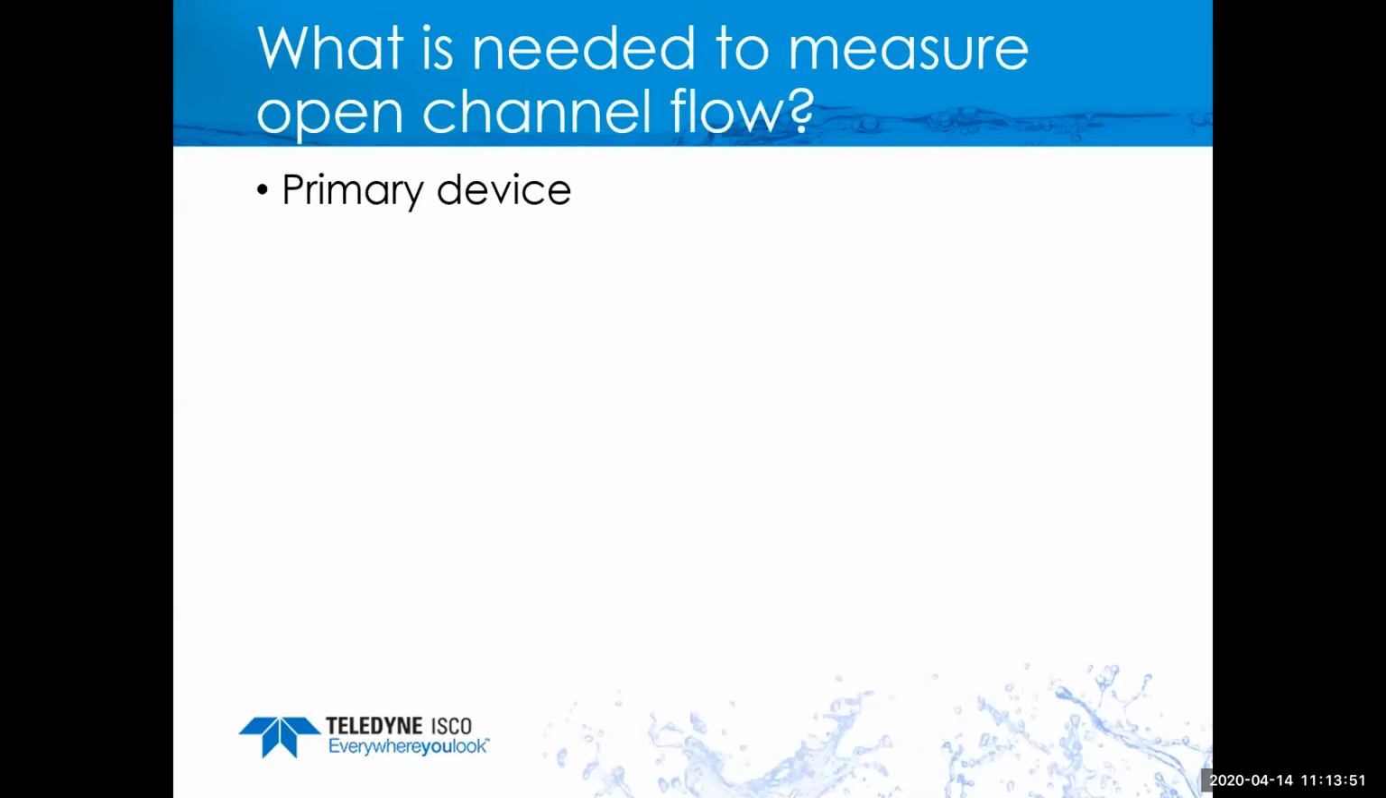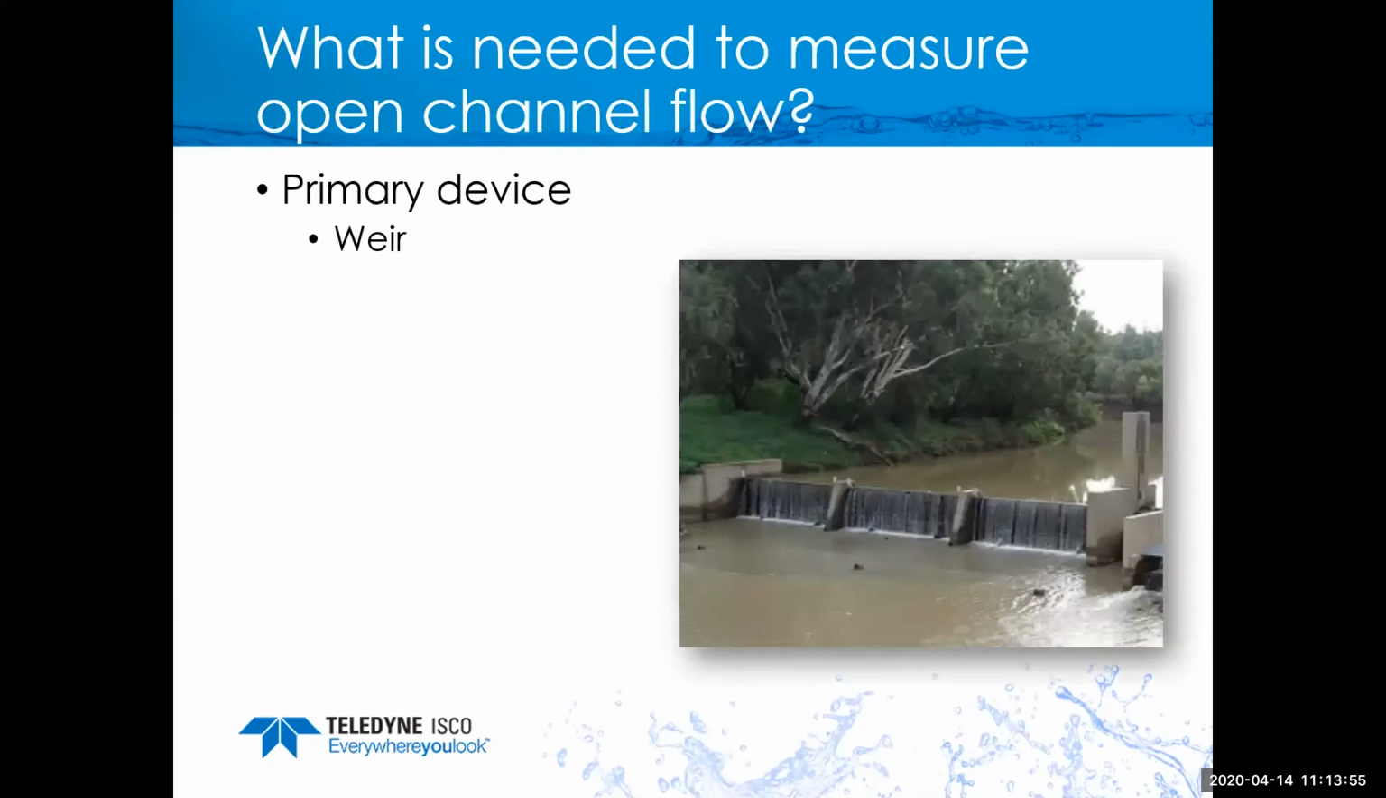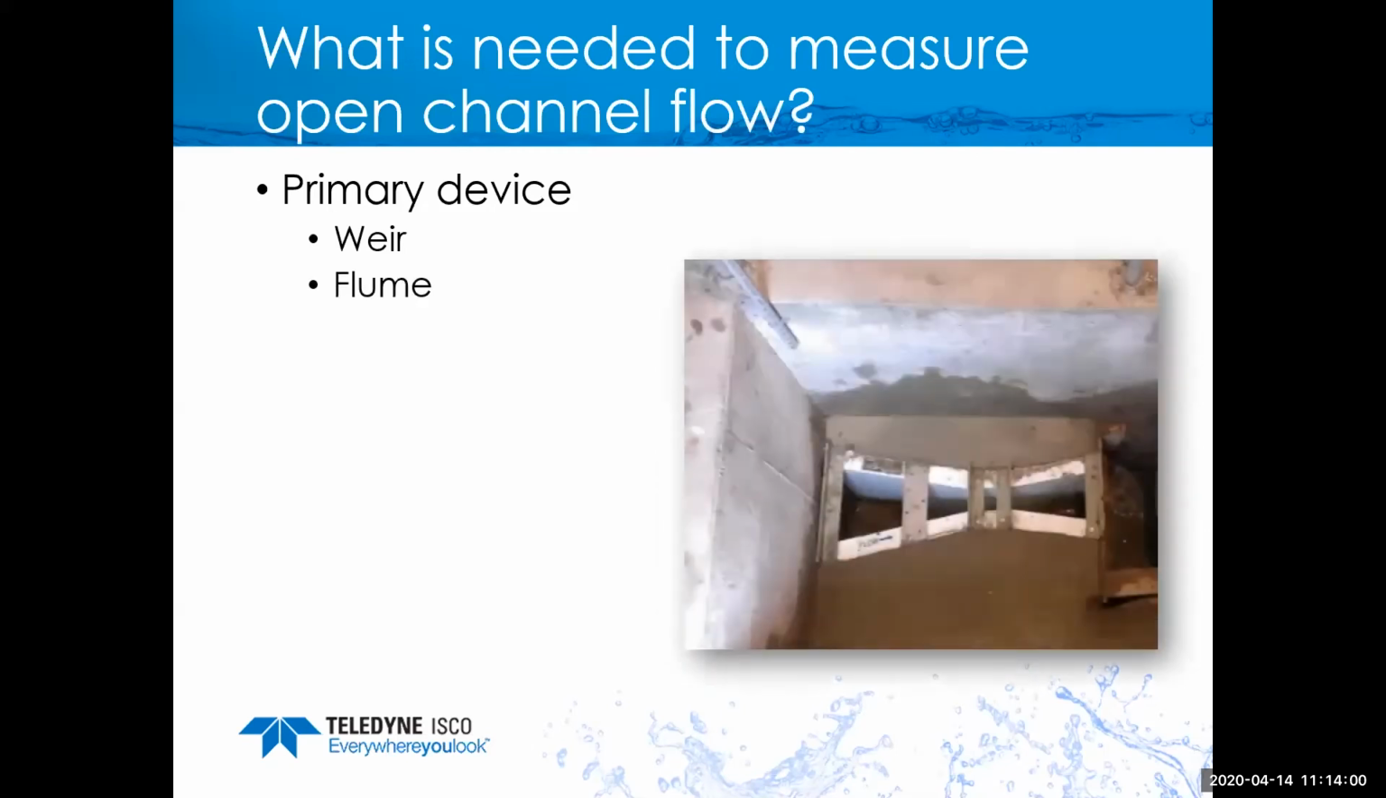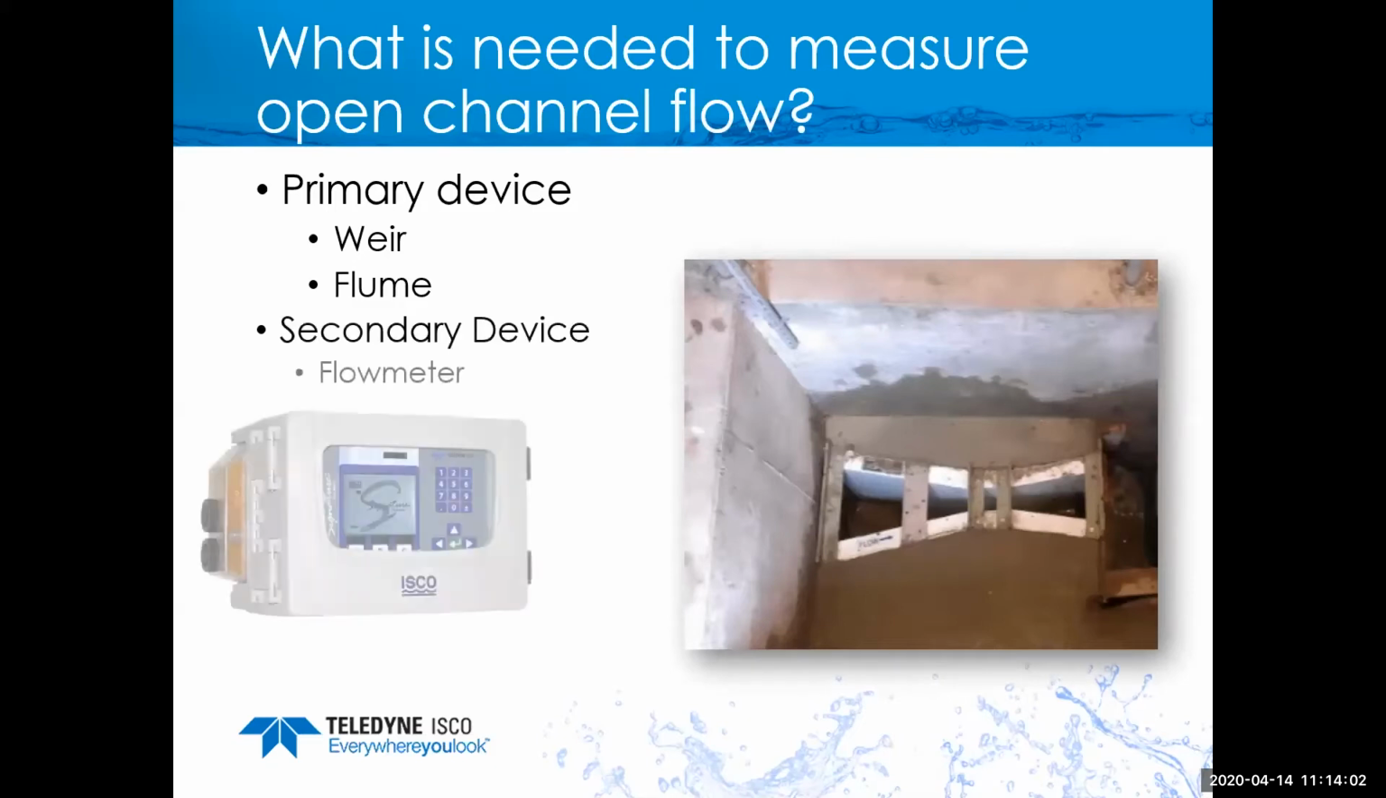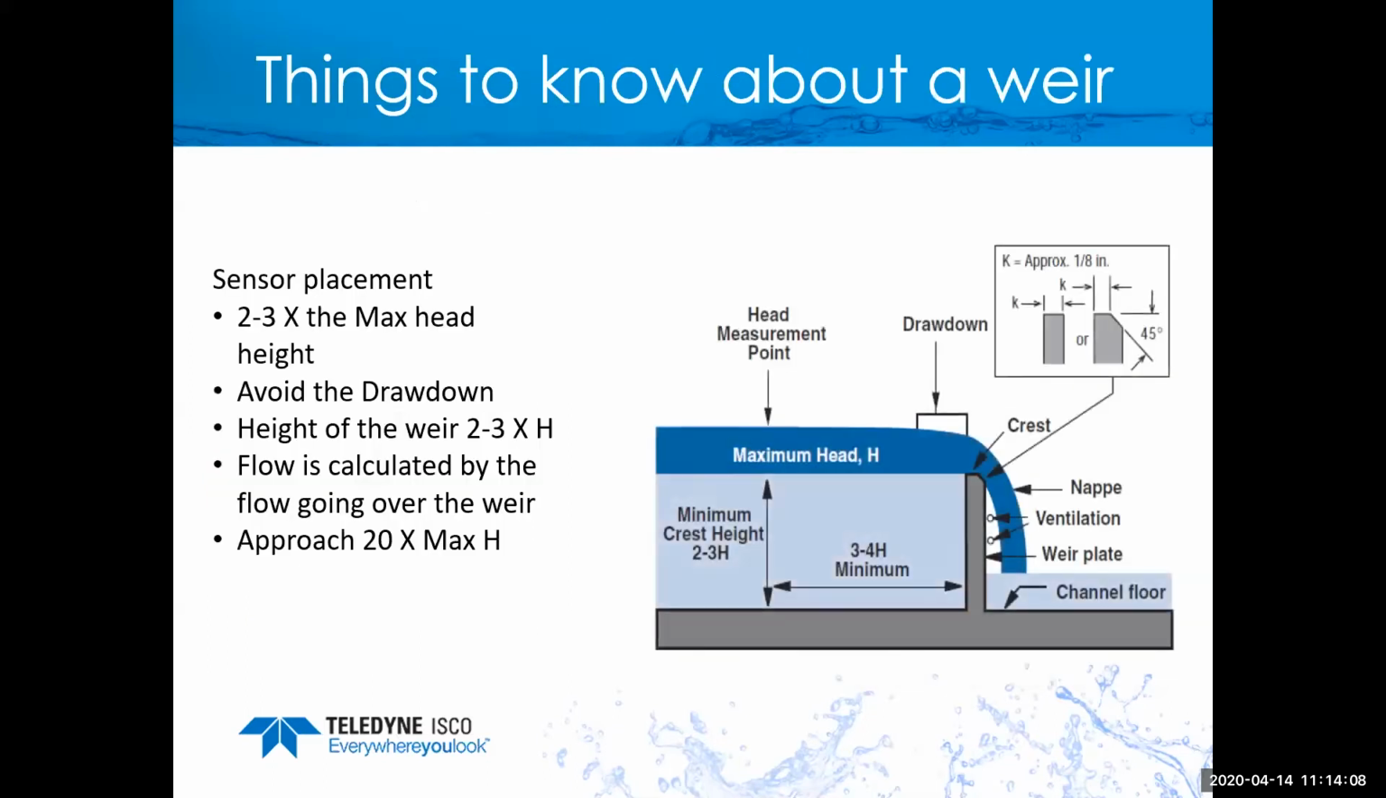So what's needed to measure an open channel flow? You need the primary device, which is the weir or the flume. Here we're looking at a weir, and this is an example of a flume. The secondary device is going to be a flow meter, which is then connected to one of the level sensors we spoke about. Now let's first talk about the weirs.